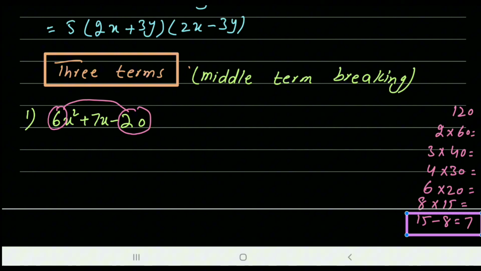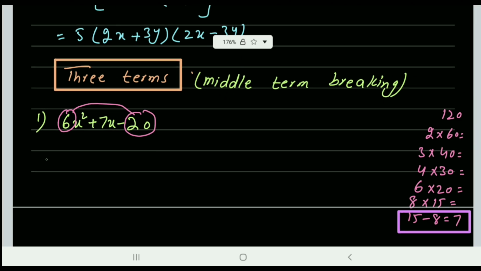Okay, so now what we will do, 15 minus 8 is 7, so you will write these factors as it is. How we will write it in the next step? The first term will remain as it is.